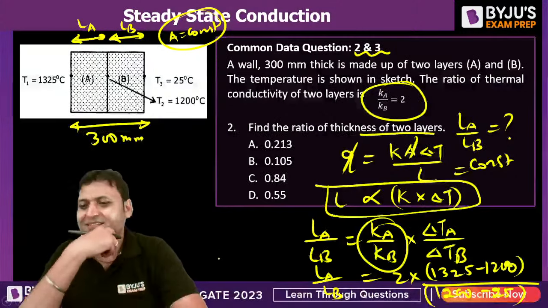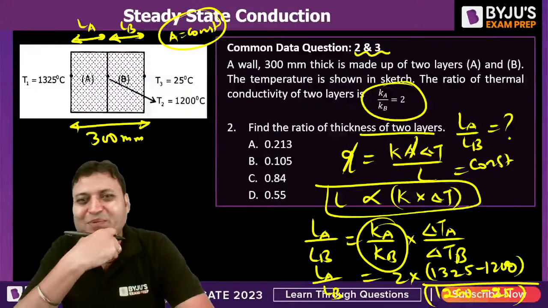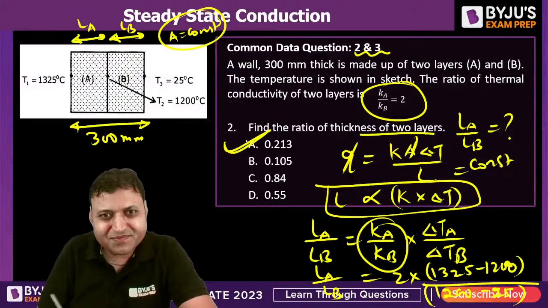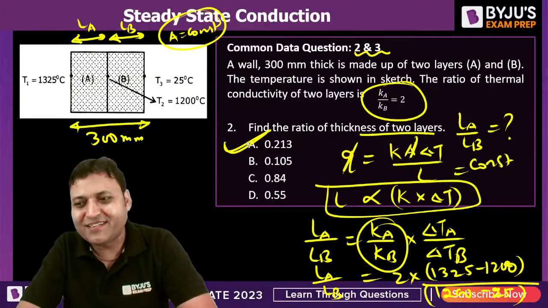Yes. Are you guys getting option A? 0.213.